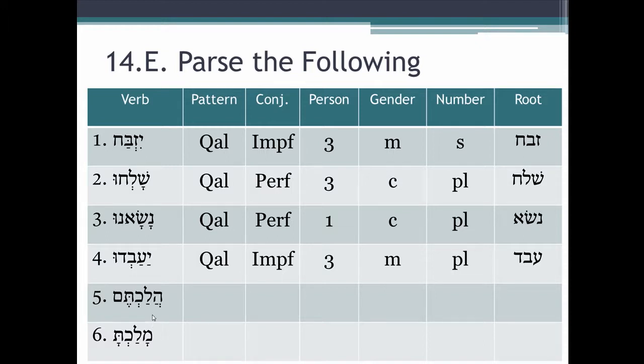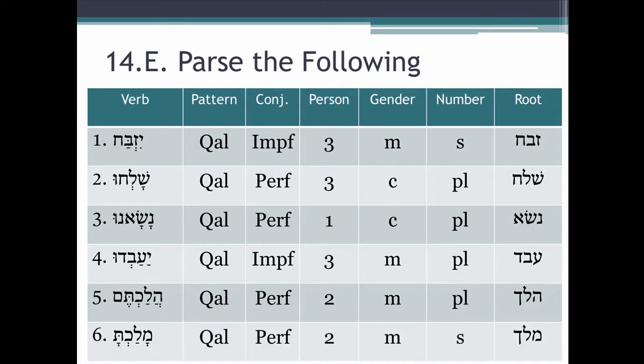Number 5, halachtem. Does it have a prefix? No, it's from halach. Tem, of course, is second masculine plural. And halachta. Does it have a prefix? No. And the ta ending, the tav with the kamets, is only going to be second masculine singular. Again, you need to have your conjugations completely memorized. If you do, this will be actually quite easy.